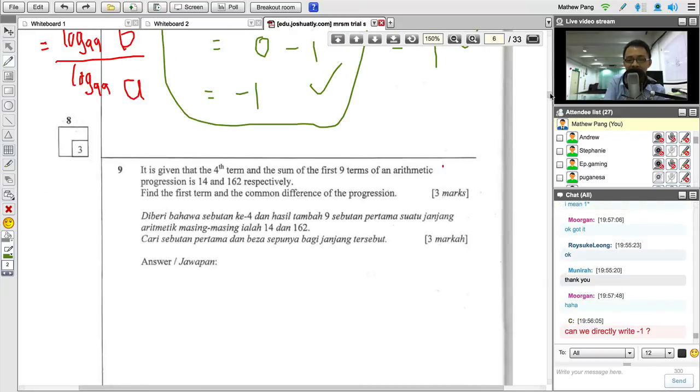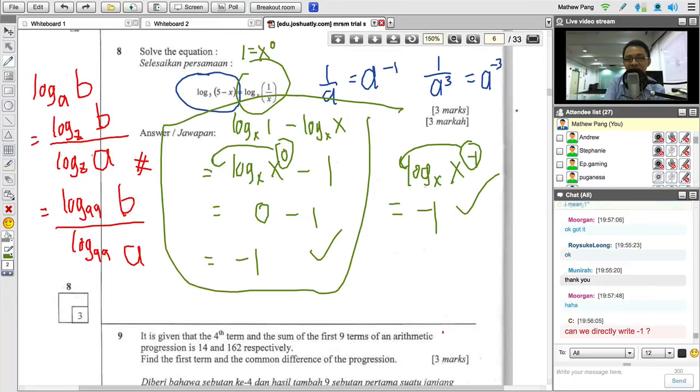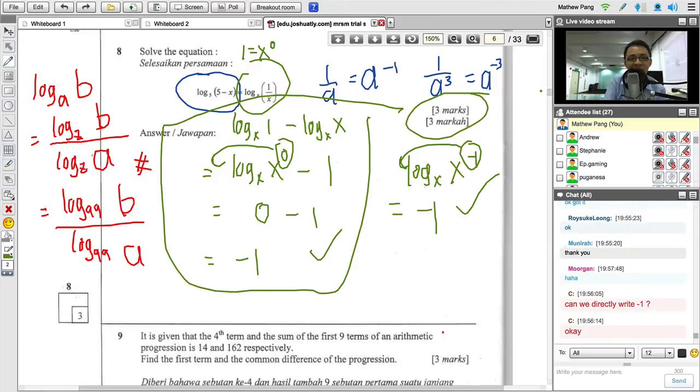No, you at least need to show something, right? You cannot be smart enough to straight away get it equal to negative one. Someone will give you 3 marks. At least you need to write two steps for him.